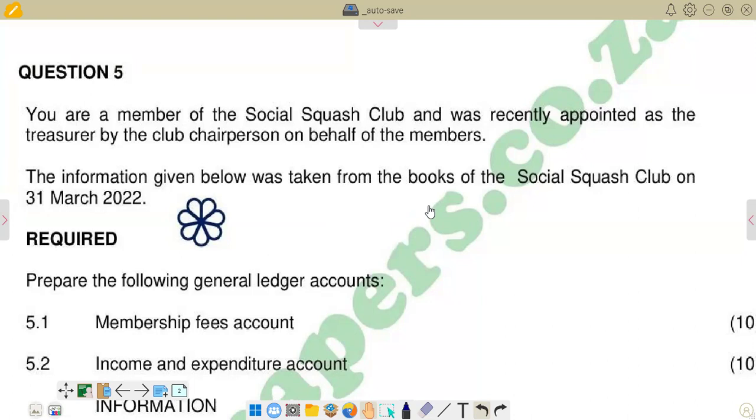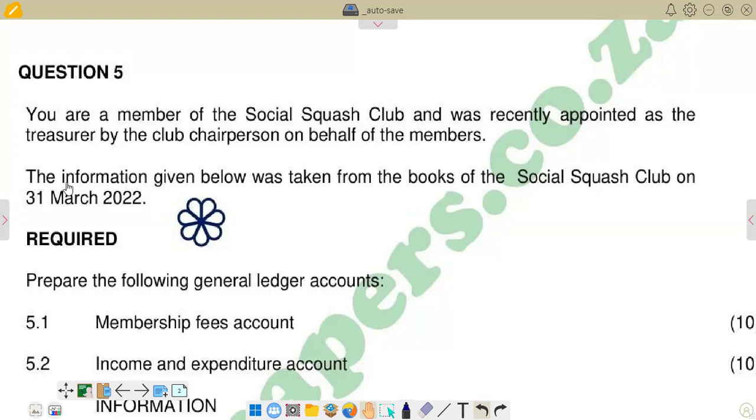In this video, we want to look at a question paper of November 2023, and this is question 5 of that question paper on the preparation of membership fees account and income and expenditure account. So remember, membership fees account is an income account, so we should know where to place our opening income receivable balance, and then any income received in advance. So this is what we have to take note of.